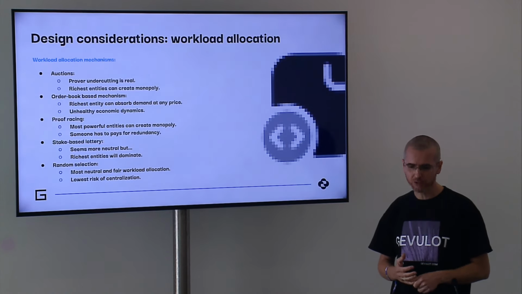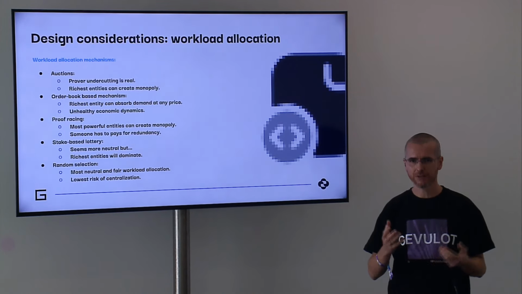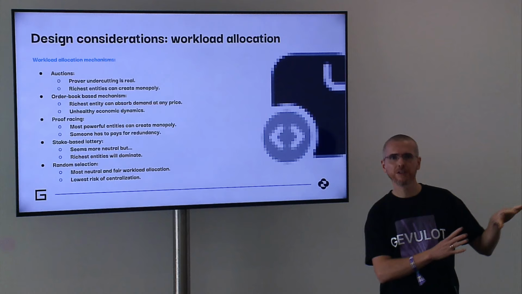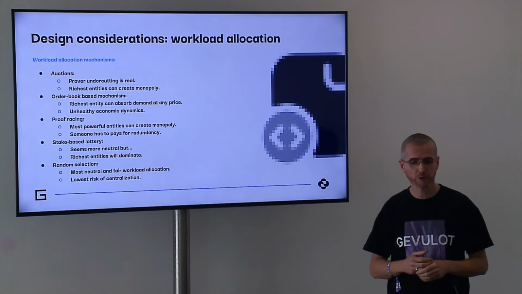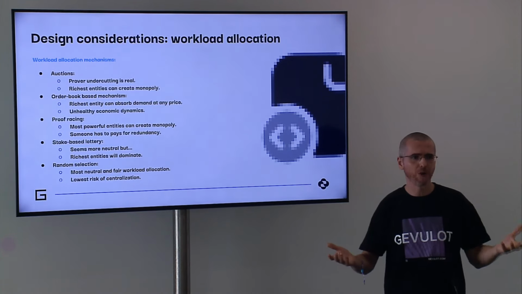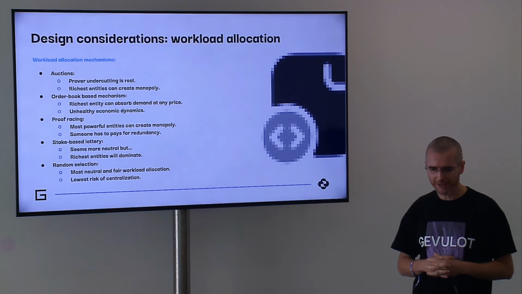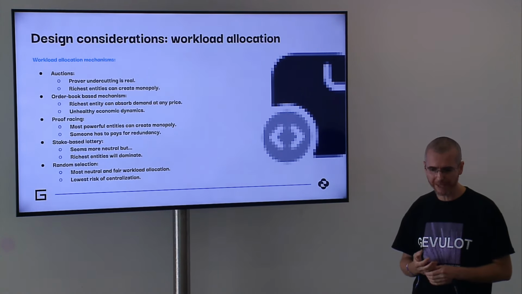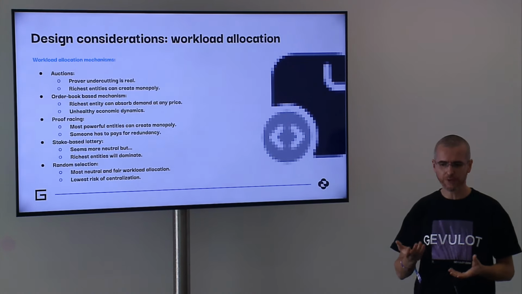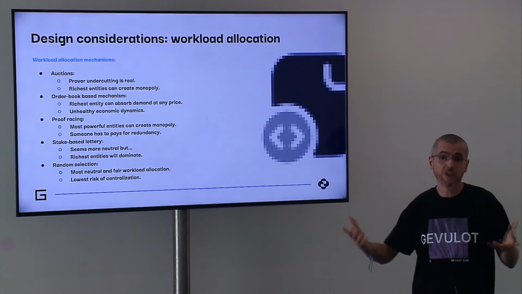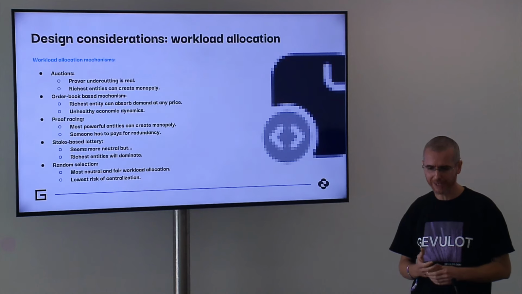So prover undercutting is real. It's been happening on Mina's Snarketplace, for example. It's a little different story, and I don't want to go into details, but entities started offering proofs for free on the marketplace, which killed the whole economics, and it's unhealthy dynamics. Order book-based mechanisms are such that the richest entities could also absorb the demand at any cost if they can afford to absorb that demand, and again create unhealthy economic dynamics.